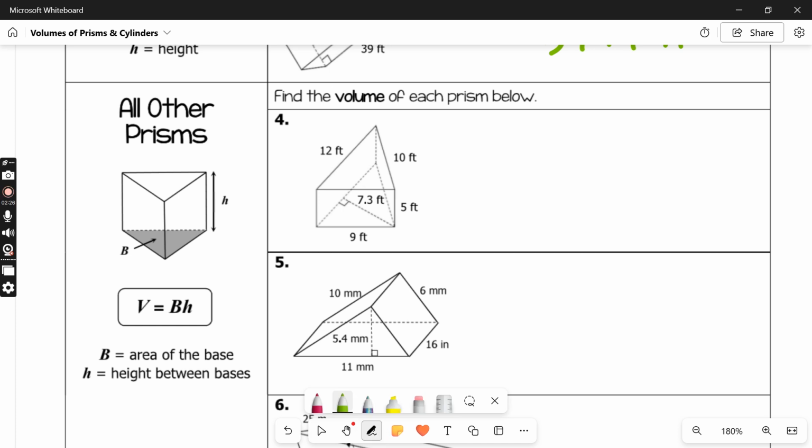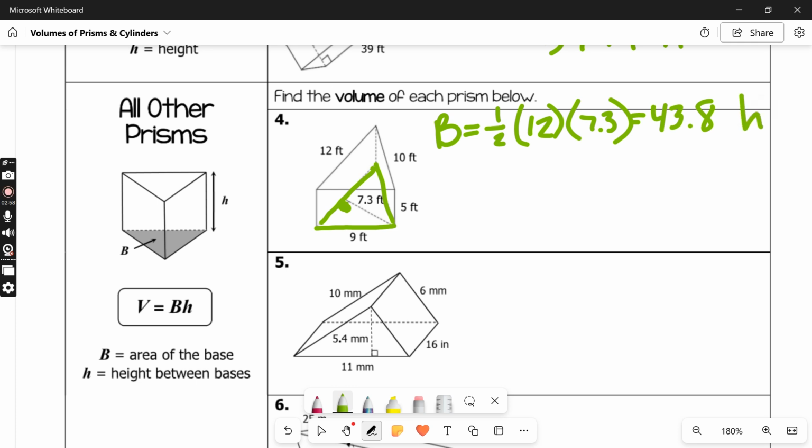So our base here is this triangle that I'm going to outline. Okay, and our formula for area of a triangle is 1/2 base times height. Remember, base and height have to be connected at a right angle. There's a right angle right here. So that would be 1/2 times 12 times 7.3. Okay, so that area is 43.8.